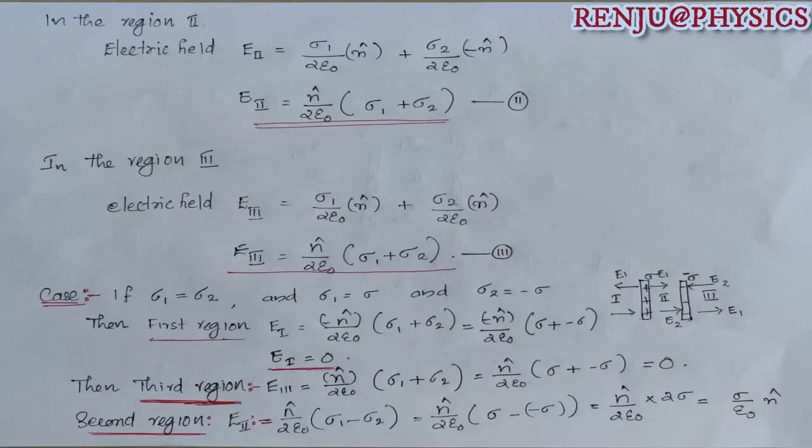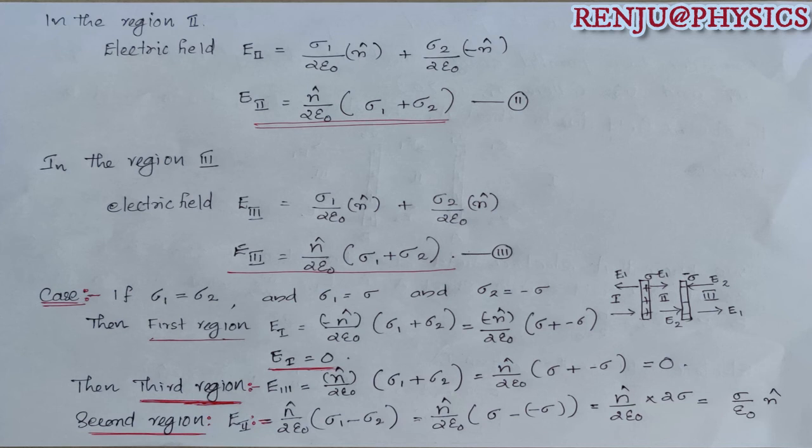Next we have to find the electric field in region 2. In that region E1 is acting towards right, so we consider that value as positive, and E2 is acting towards left, so we consider E2 as negative. So we can write E is equal to E1 plus E2, where E1 is sigma 1 by 2 epsilon 0 n cap plus sigma 2 by 2 epsilon 0 minus n cap. Here n cap and 2 epsilon 0 we take outside, so we get E is equal to n cap by 2 epsilon 0 times sigma 1 minus sigma 2. That is the equation of the electric field between the charged plates.